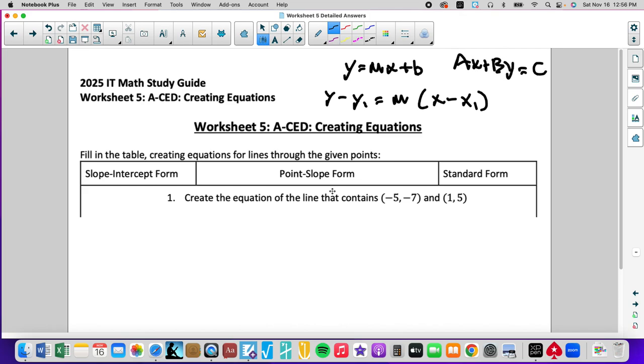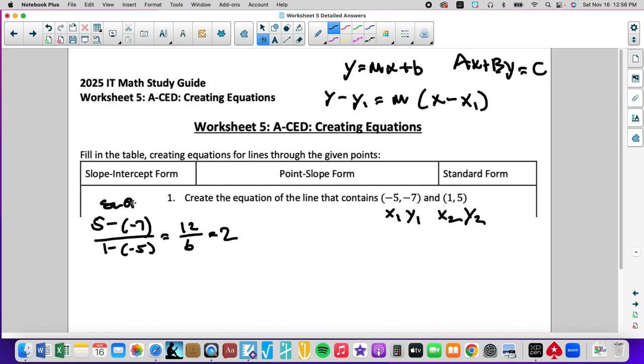So, all right, create the equation of a line that contains these 2 points. So we tend to start off with this equation. We want to find the slope. So this being x sub 1, y sub 1, x sub 2, y sub 2. Let's find the slope. So 5 minus negative 7 over 1 minus negative 5, which will give me 12 over 6, or 2. So that's going to be my slope of the line.